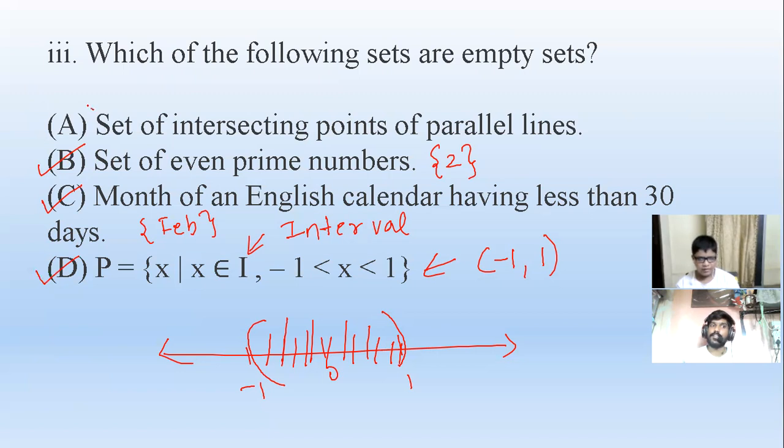What is left is the set of intersecting points of parallel lines. Do parallel lines ever intersect? They always run straight and never touch each other. So this is an empty set. So the correct option here is A, empty set.